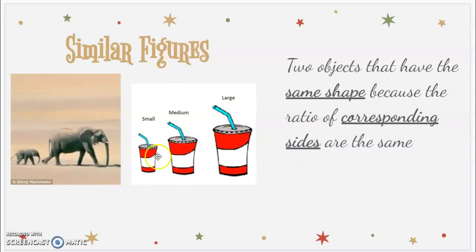Same thing with soda. I could order a small, which is 20 ounces, a medium, which is 40, or a large for 50 ounces. It's a lot of soda, but that's a similar type of thing. It's not changing the way it looks. It's just enlarging or making it smaller.